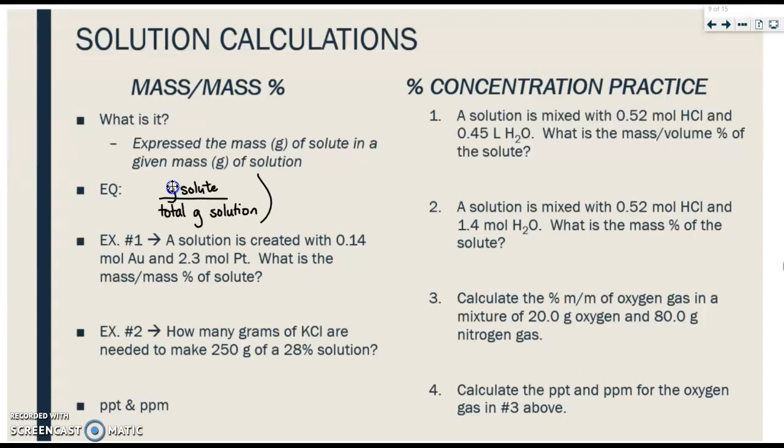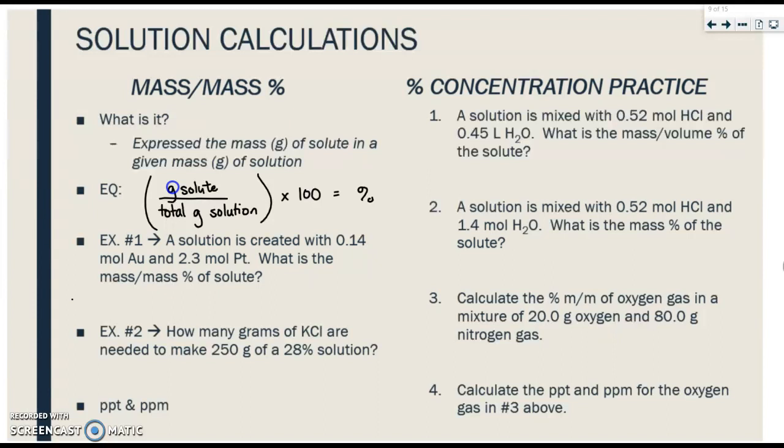So we're going to have to add some things together here, usually, times 100. And then the unit, of course, is going to be percent because it's a percent mass. Okay. So the example provided here says a solution is created with 0.14 moles of gold and 2.3 moles of platinum. What is the mass percent of the solute?